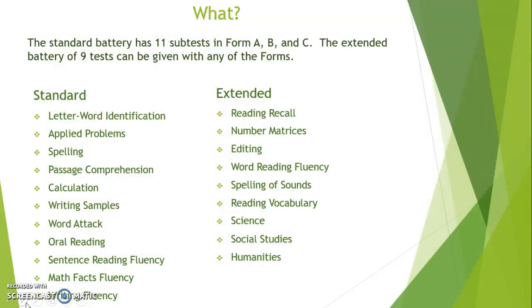Now let's look specifically at the subtests. You'll see here I have listed the standard subtests. There are 11 standard subtests. Now there are 3 different forms that are parallel. Form A, B, and C all have the same 11 subtests. Now the extended battery are 9 tests that can be given with any of the forms A, B, or C. Now you can use these tests in any combination to meet your student's specific needs.